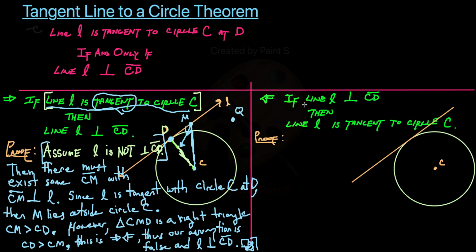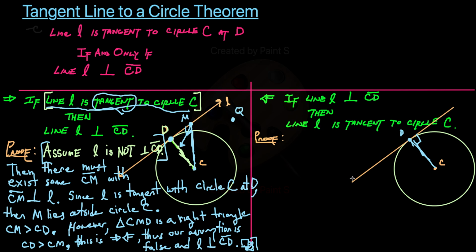So now in this one, I have that L is perpendicular to CD. So I just have this point D, right? And I'm going to have to change this diagram a little bit to modify it for our assumption. So I know in this case that this is a right angle. Line L and CD are perpendicular. Okay? I want to prove that L is tangent to circle C.